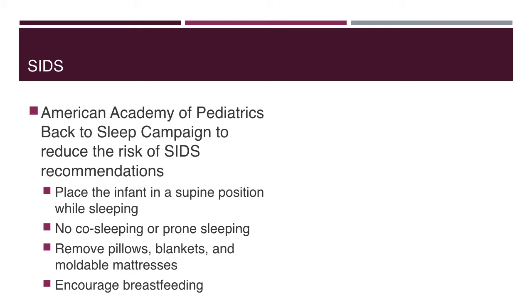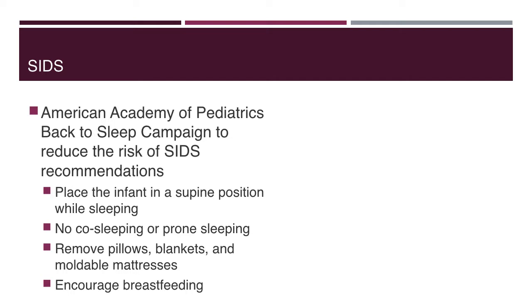The American Academy of Pediatrics Back to Sleep campaign has reduced the risk of SIDS by recommending that infants sleep in a supine position while sleeping. So when a child is laying on their back, the airway is anterior. So a lot of people have this fear that if a child is laying on their back and they throw up, they're going to aspirate.